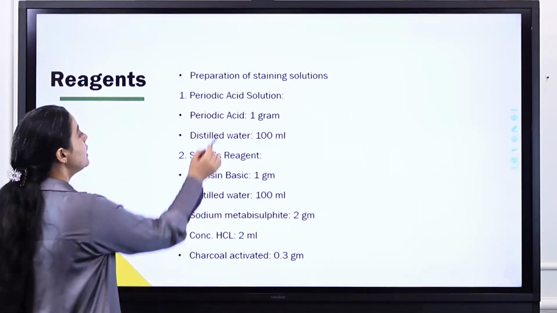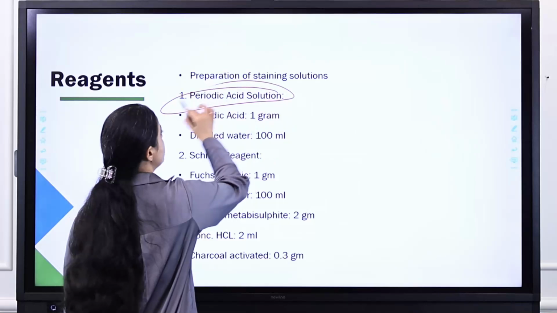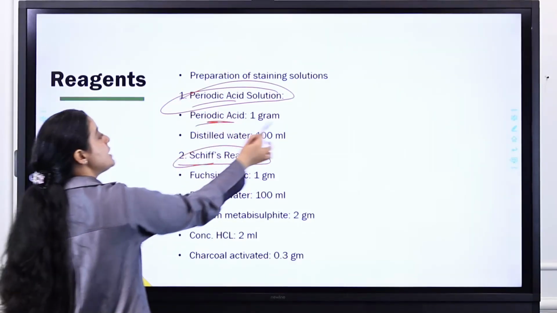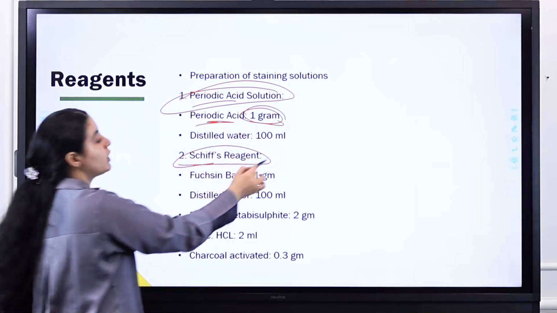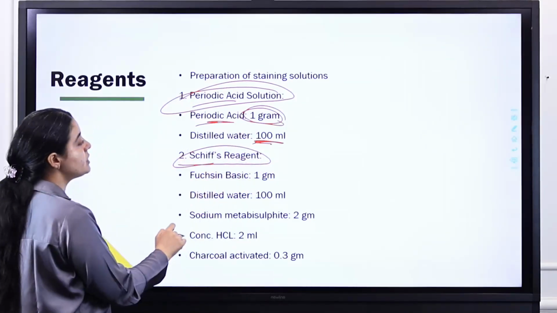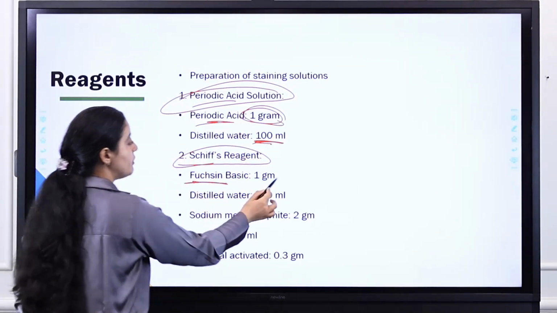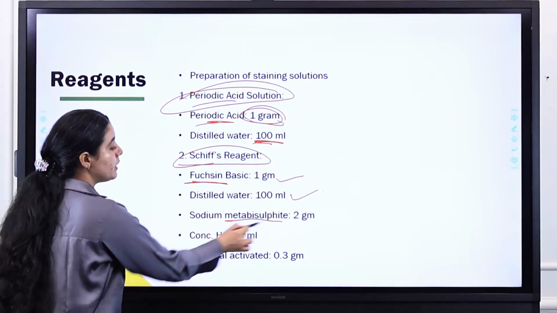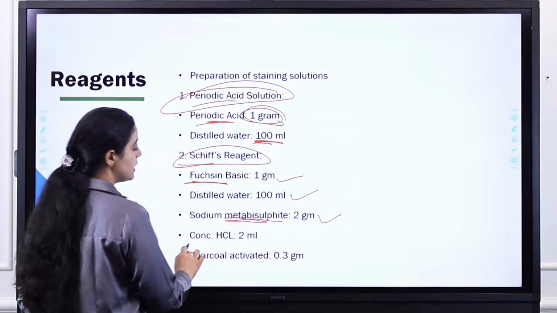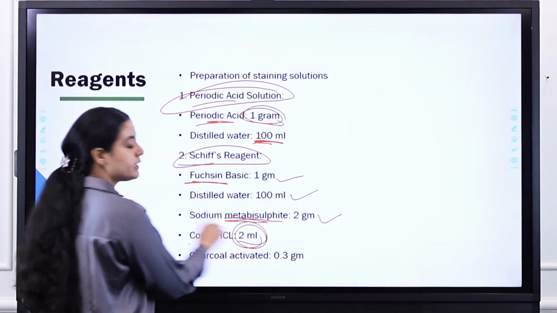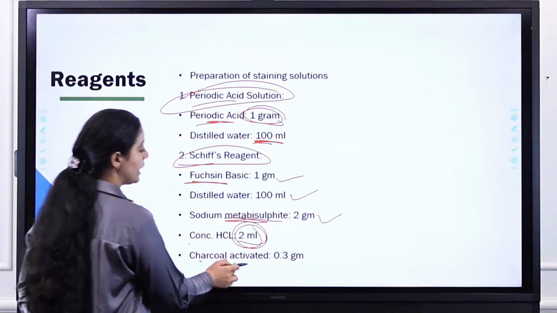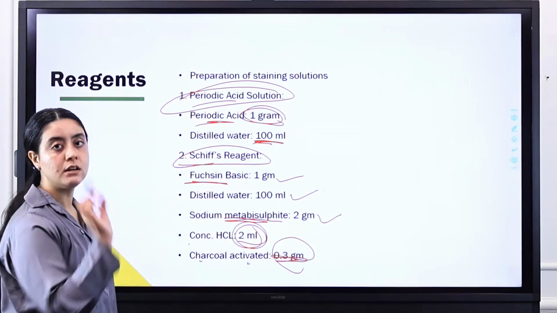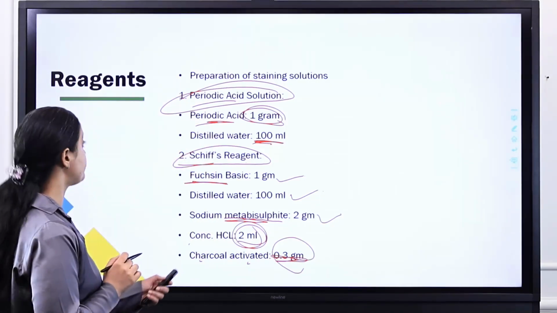In PAS staining we have two stains, as I've told you: periodic acid and Schiff's reagent. In periodic acid we have periodic acid 1 gram and distilled water 100 ml. And in Schiff's reagent we have basic fuchsin 1 gram, distilled water again 100 ml, sodium metabisulfite 2 grams, concentrated HCl, hydrochloric acid, 2 ml, and activated charcoal 0.3 grams. So you have to know the concentrations in the correct numericals.